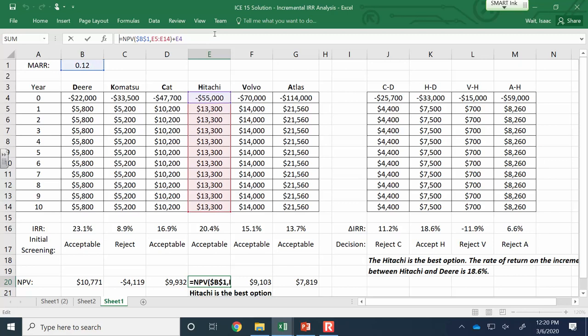Any questions on incremental internal rate of return? This is really important. I love giving questions like this on the exam. Absolutely love it. So be prepared. I love it because it gives you a chance to show how smart you are.